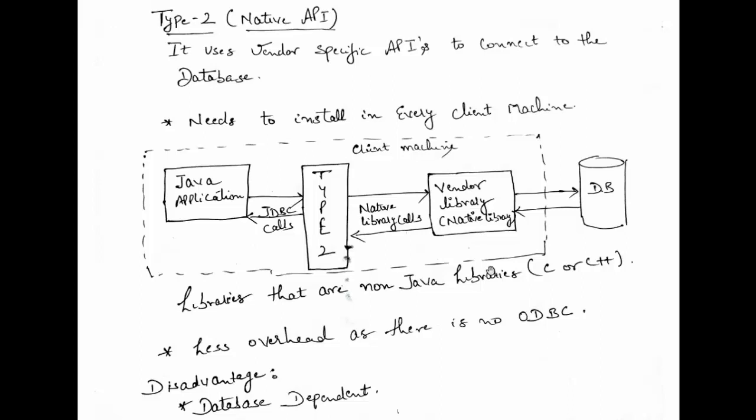So from database to database, it is the responsibility of the vendor to provide the particular libraries. If the vendor says that I am not having the capability of providing the native libraries, then this system is a failure. So you have to keep this in mind, that this particular type of system is completely database dependent. We have to install this vendor native library in all the client machines that are using the particular database over the network. And this particular native API driver is not using any ODBC type of thing.